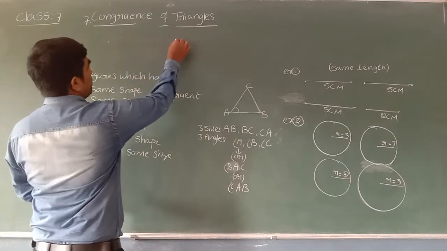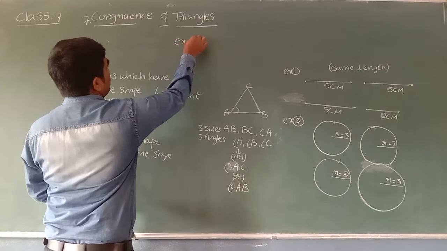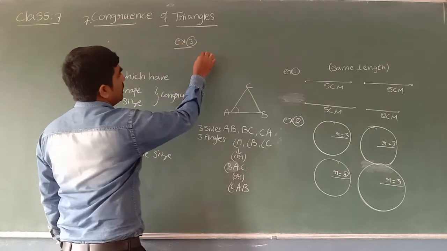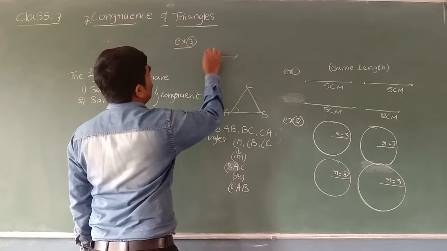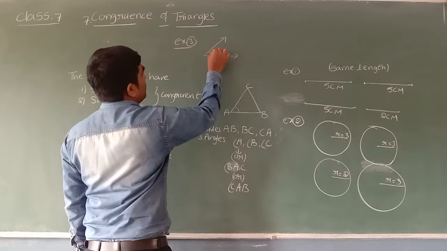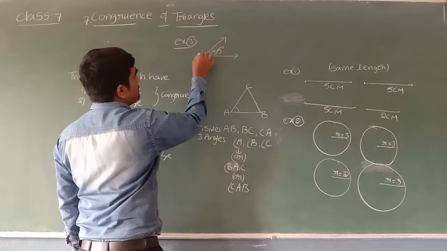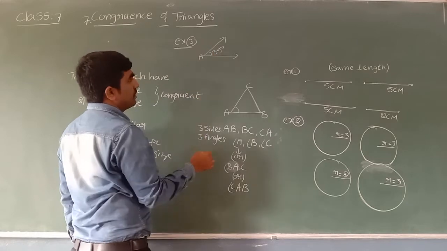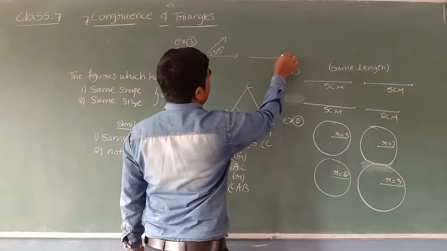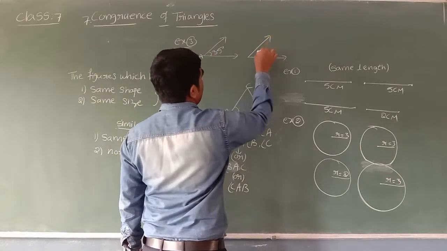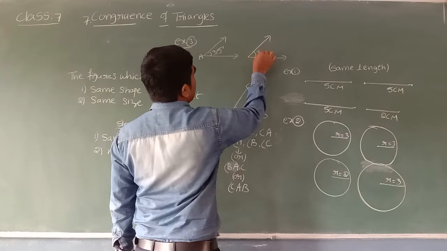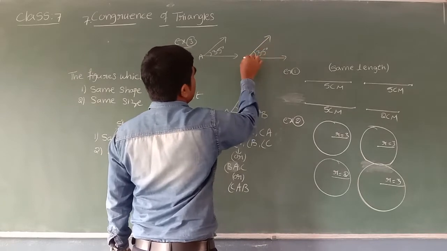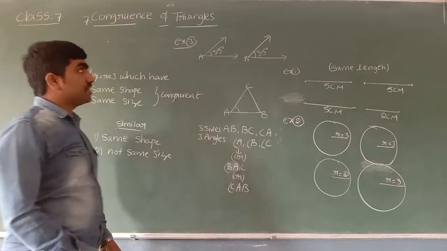Let's see one more example. Let me draw one angle whose measure is 35 degrees. Similarly, we will draw one more angle, and this angle also measures 35 degrees. Now what can we say about A and B?